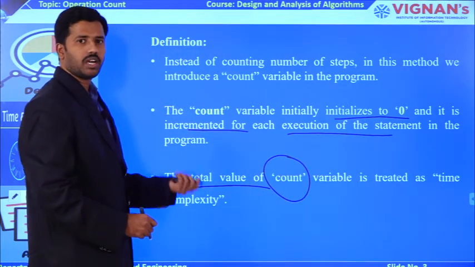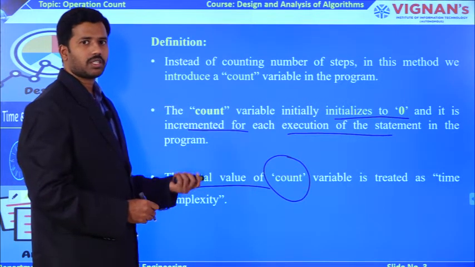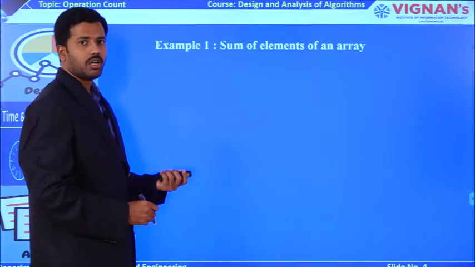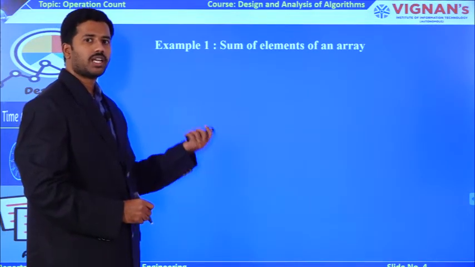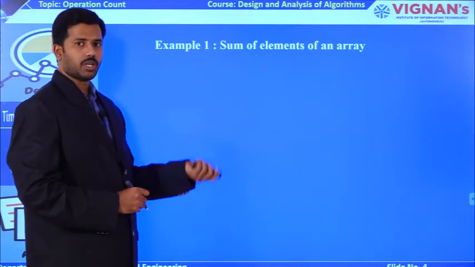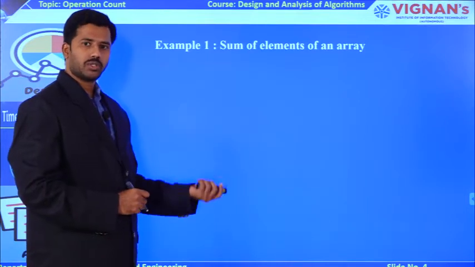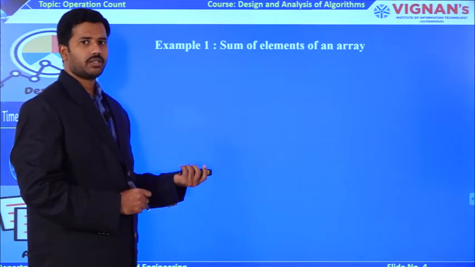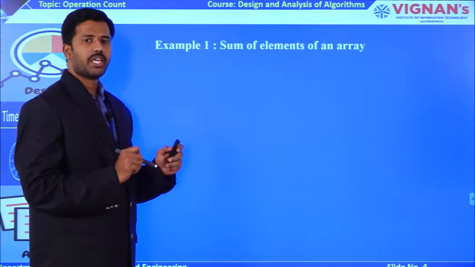Now let us discuss an example of how this method works to get the time complexity of an algorithm. We will see an example on the sum of elements available in an array. This algorithm is very familiar to you, because we discussed it in the step count method itself. Now observe whether the operation count method also produces the same output or not. Both methods, the step count method as well as the operation count method, have equal power.